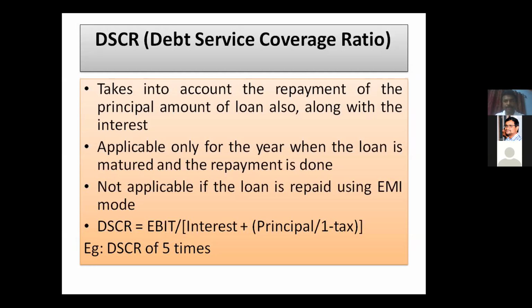One thing you need to keep in mind: the denominator, 1 minus tax, is applicable only to the principal component. Interest is independent, so there is another bracket inside there. So principal upon 1 minus tax.